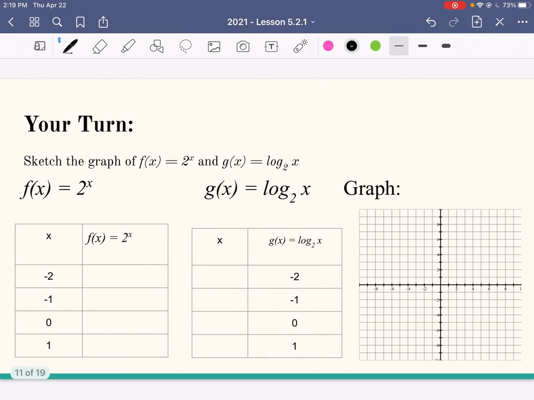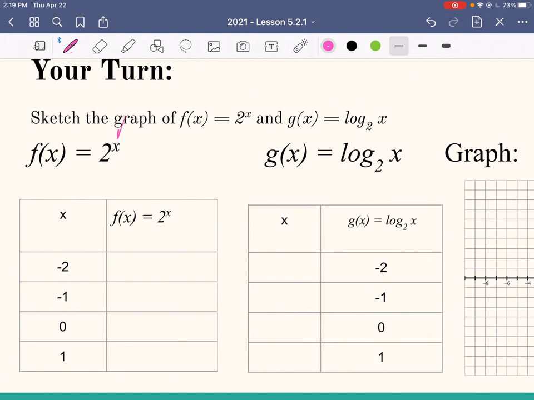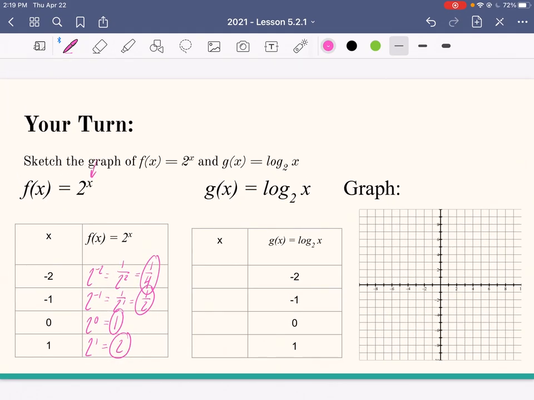Okay, and then I would like for you guys to go ahead and try this. So pause the video on this one and sketch these two graphs for me. Once you come back, we'll plug these in. So 2 to the power of -2 becomes 1 over 2 to the power of +2, which is 1/4. 2 to the power of -1 is 1 over 2 to the power of +1, so 1/2. 2 to the power of 0 is 1, and 2 to the power of 1 is 2. So (-2, 1/4), (-1, 1/2), (0, 1), (1, 2).